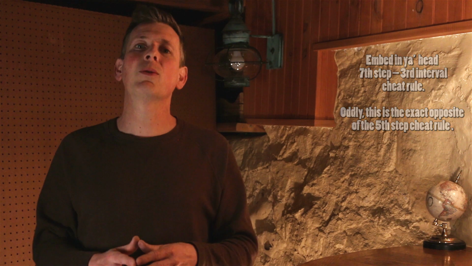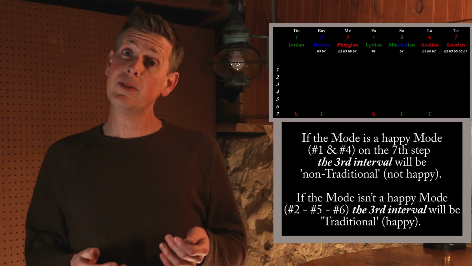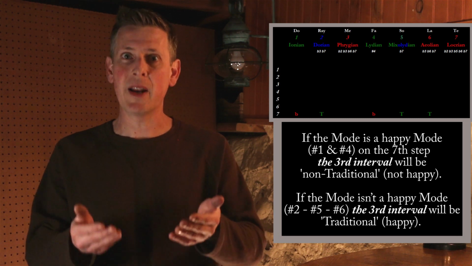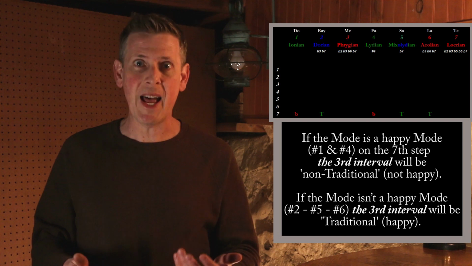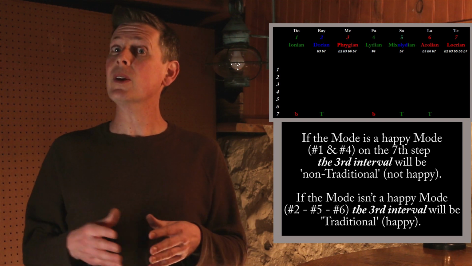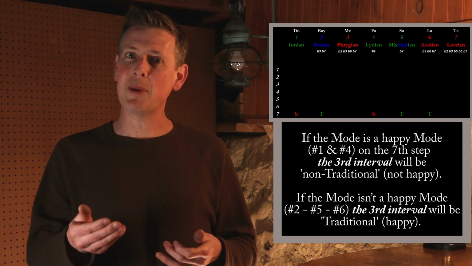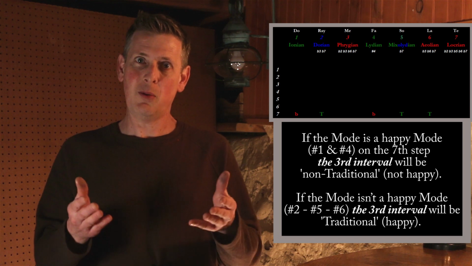And here it is. So when you are doing your intervals of 7s, if you're in a happy mode, the 1 or the 4, when you reach the 7th, the interval will be unhappy. It won't be traditional, it will be flat. If you are in one of the other modes, the 2, 5, or the 6, when you reach the 7th step, the interval will be happy or traditional. Crazy, I know.